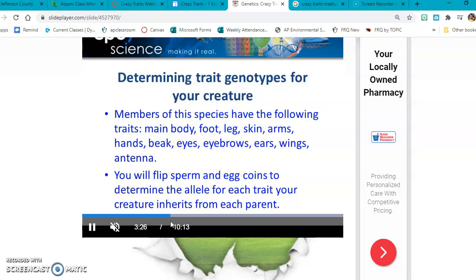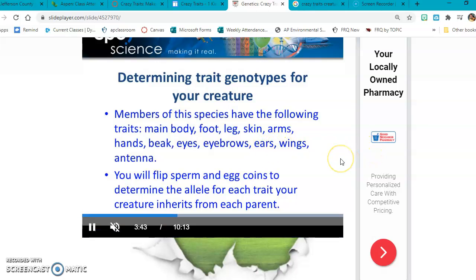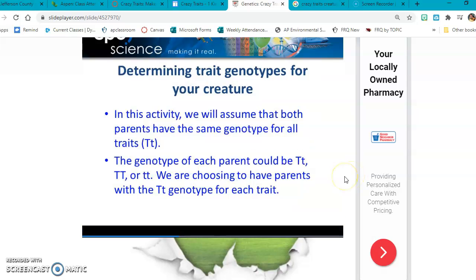When we look at the traits for the creature, we're going to be looking at all of these different traits. You can actually be flipping those same coins, but you need to keep two, right? Because one allele is going to come from mom and one allele comes from dad. But make sure that you look at the inventory sheet so you know what your creatures are looking like, right? So they have butterfly wings and all that stuff.